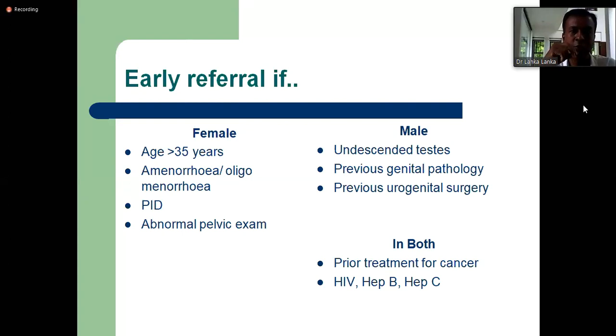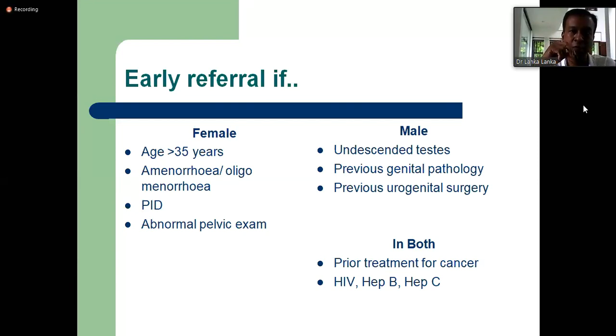Referrals. At the primary level, if you find a couple where the female partner has factors like age more than 35, that's elderly, a history of menstrual dysfunction, which is suggestive of an ovulation disorder, or pelvic disorders like a history of PID or any abnormal pelvic examination, then you have to refer them early for secondary level management.